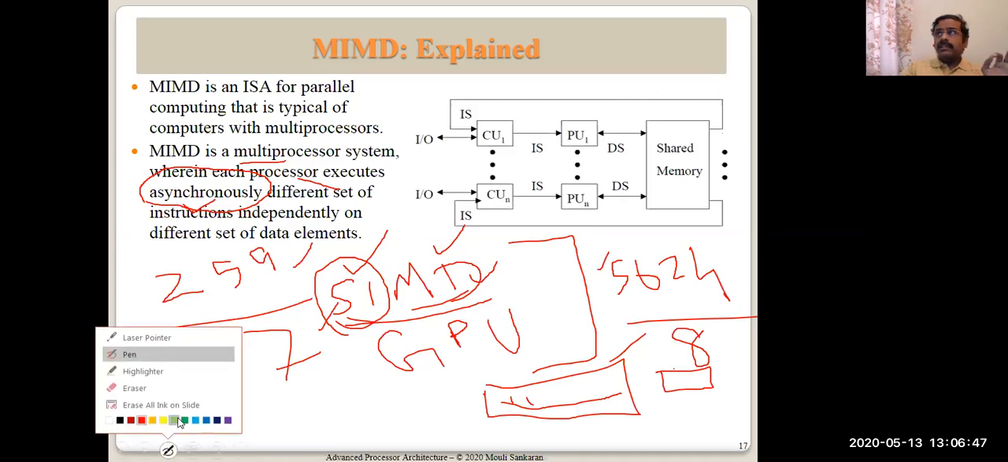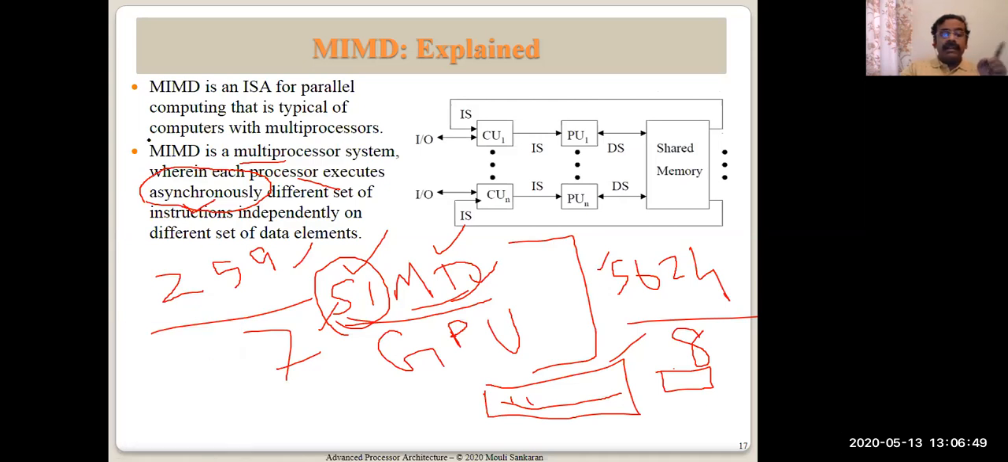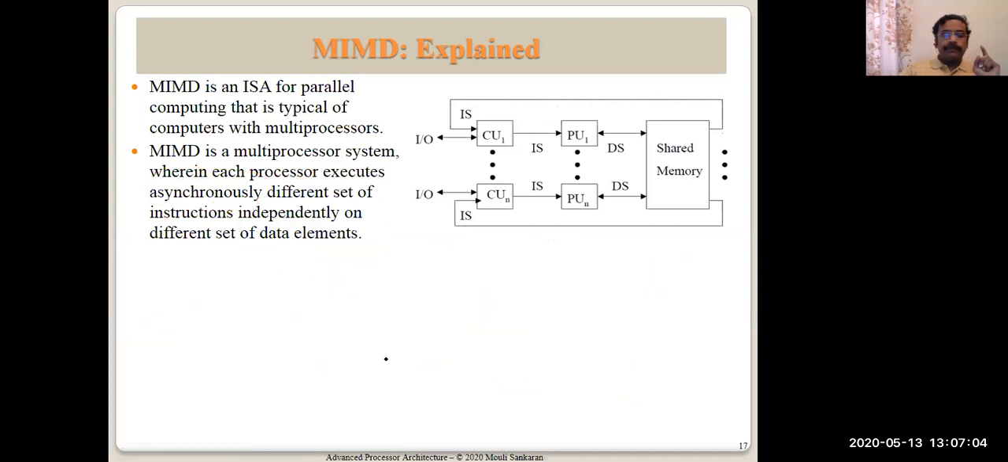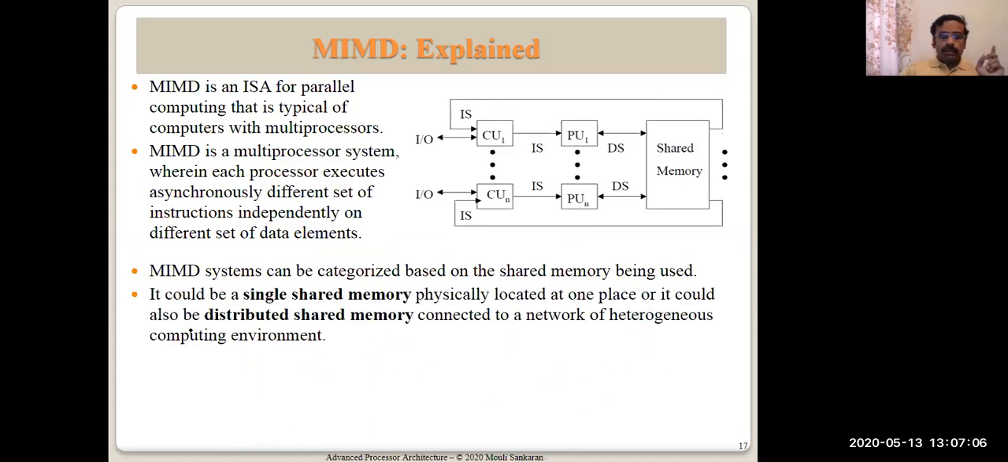Whereas asynchronous means here the instructions are different. One CPU will be executing a mul, maybe another will be doing an add. Add will take much less time than mul. So they don't execute the instructions synchronously. They are asynchronous execution. So this is one important point you should remember. Okay, good. So I spoke about shared memory in both cases.